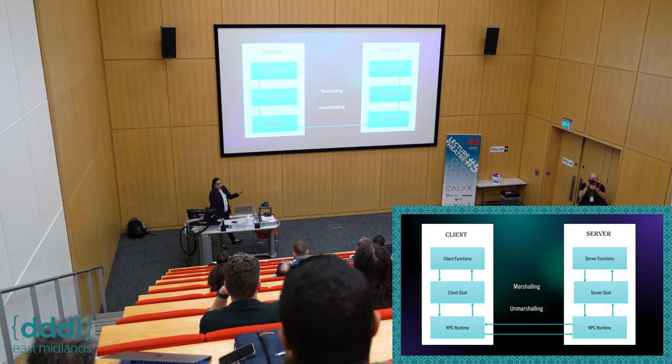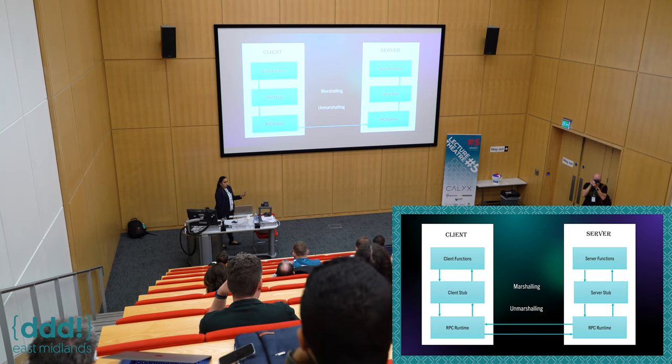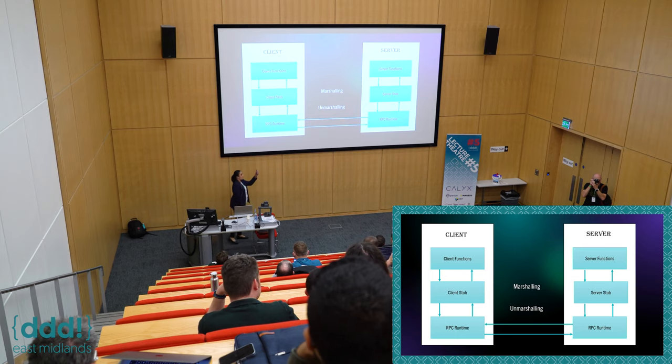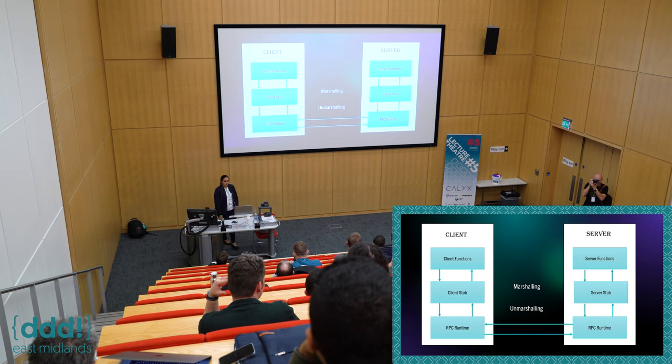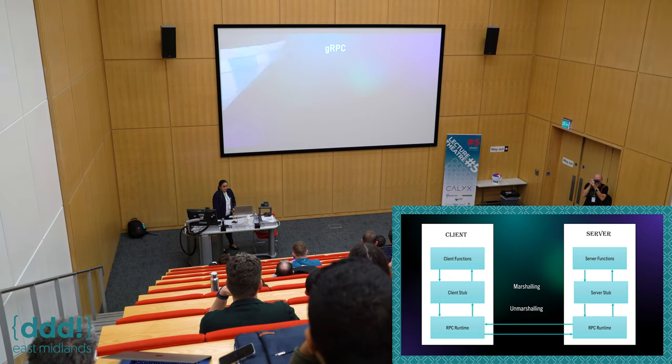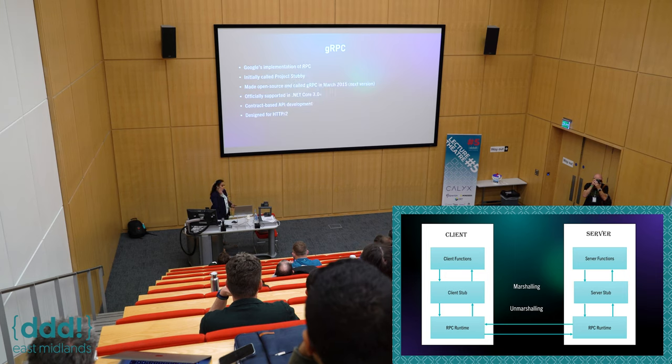This finally then calls the server function, which executes and returns a response, and the response goes back the same way it came through to the server, all the way back to the client function. So it's method calls that's happening. And what is gRPC? What is the history of gRPC?